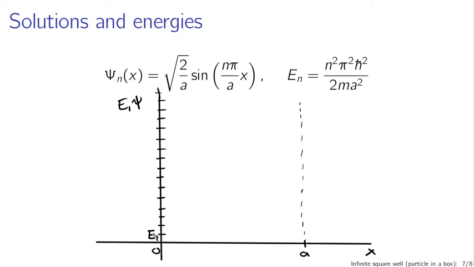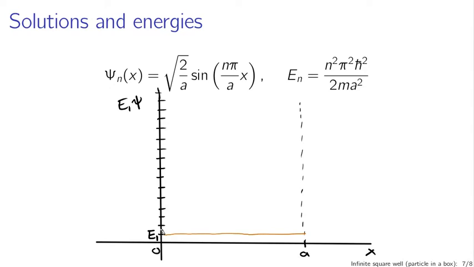I'll label this lowest tick mark E1. What I get if I substitute 1 in for n in this expression for the energy, essentially, pi squared h bar squared over 2ma squared, is this value. Now, consider a line at E1. Now treat this as an axis for a plot of the wave function.